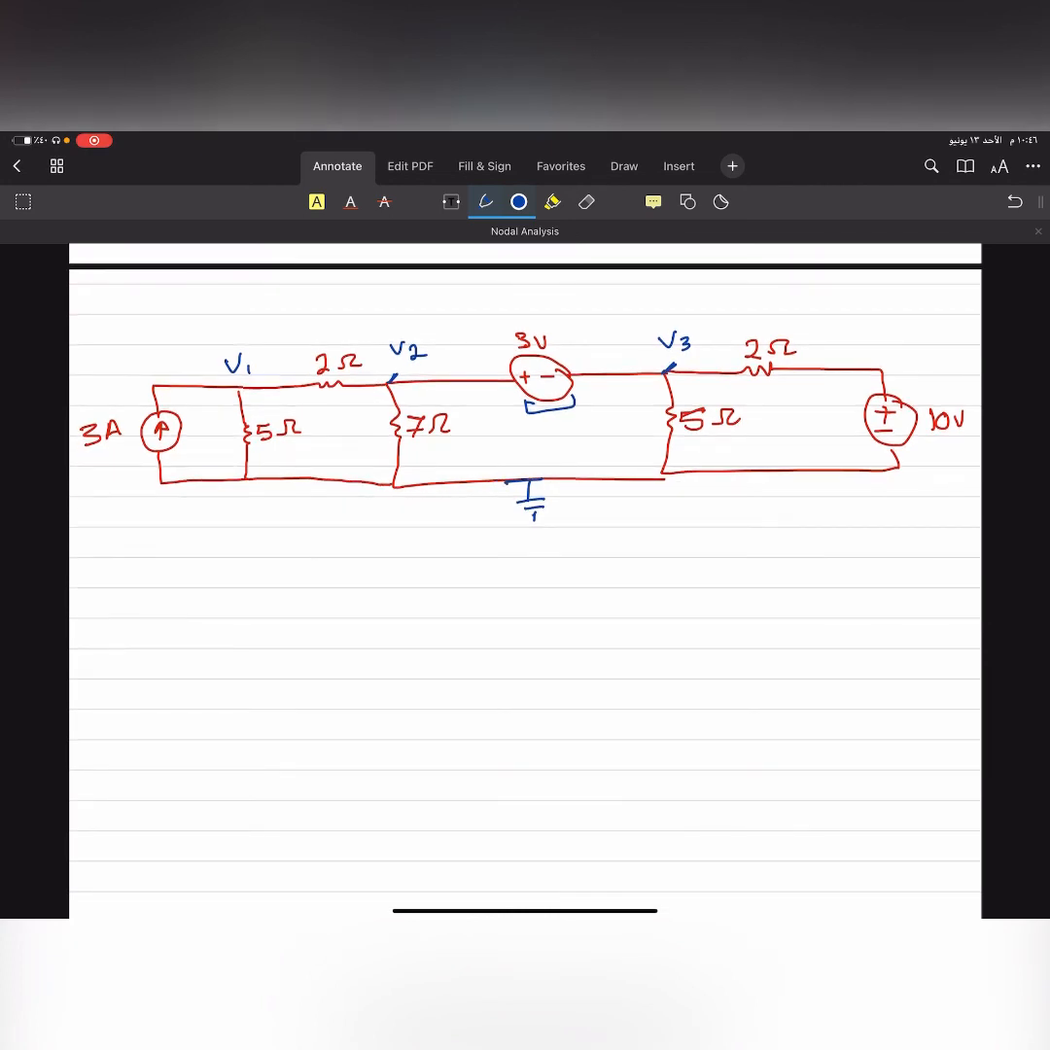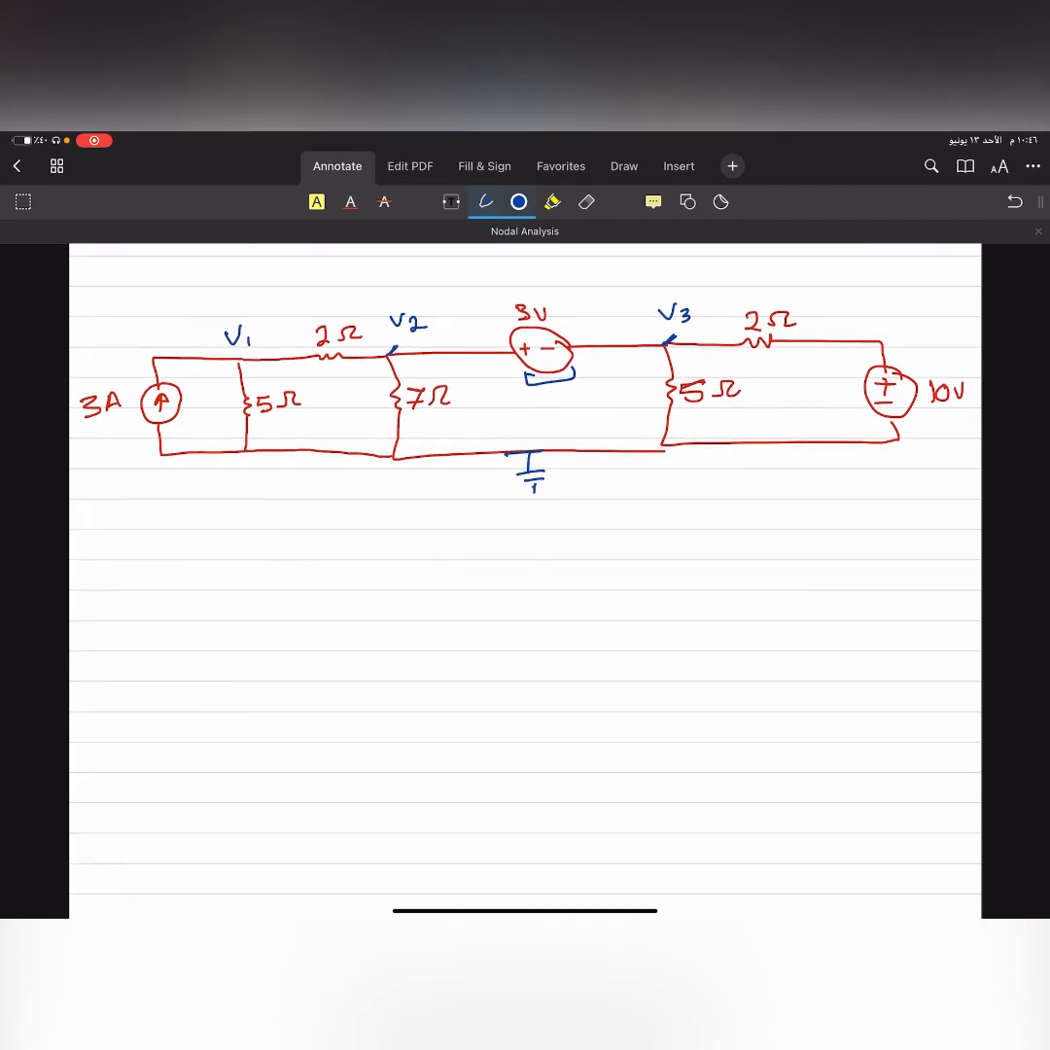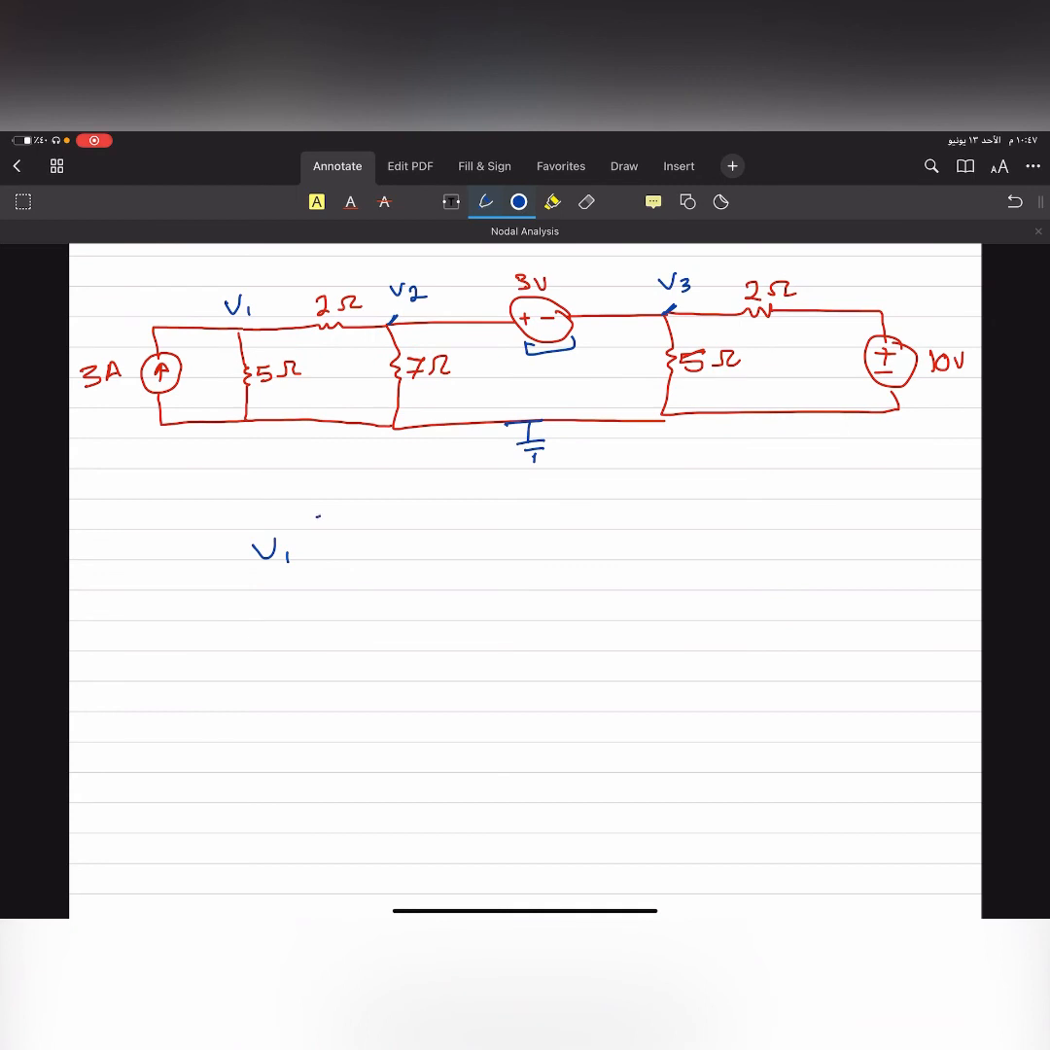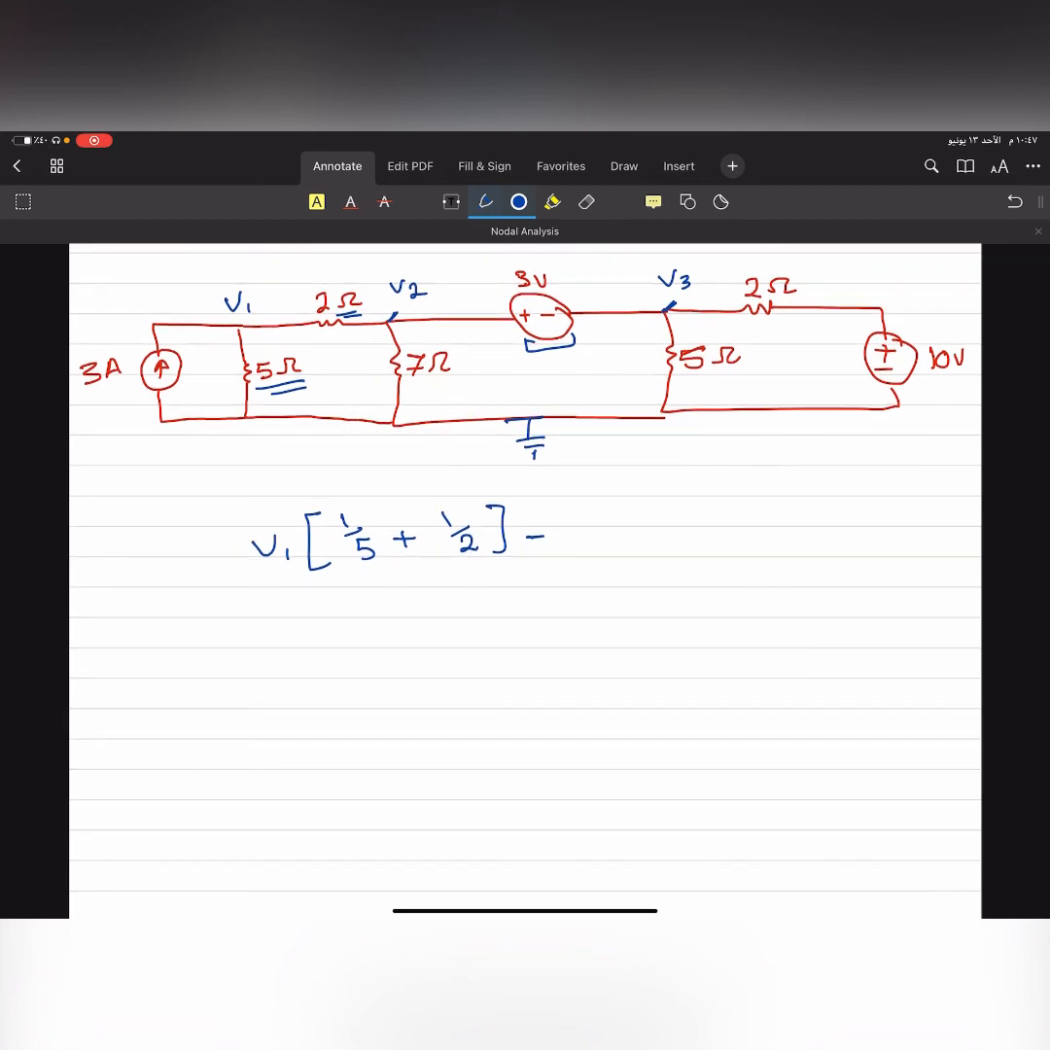Solving this one will be easy too, just like I told you. You can start with V1. V1 is not a supernode, so we will solve it as we used to solve it previously. V1 times 1 over 5 plus 1 over 2. These are the adjacent resistances to V1, minus the mutual voltage, which is V2, divided by the resistance between V1 and V2, which is 2.